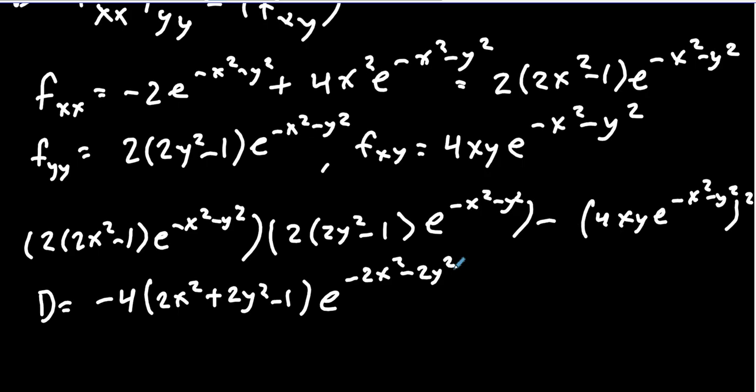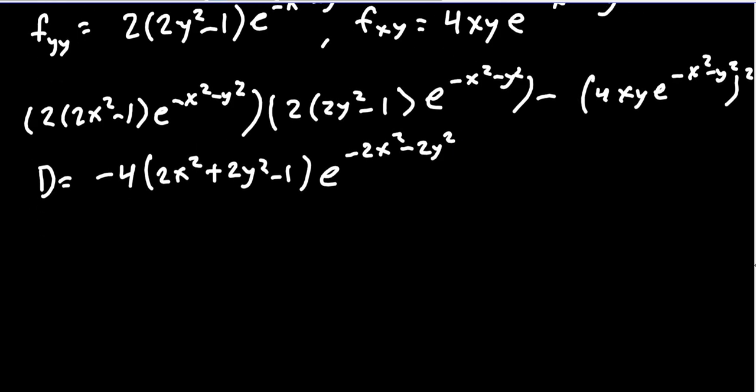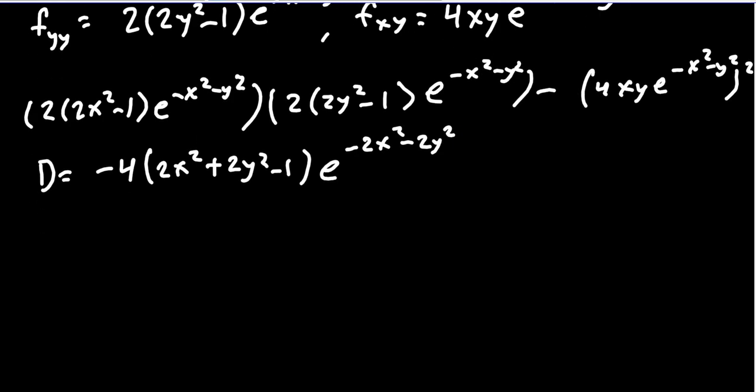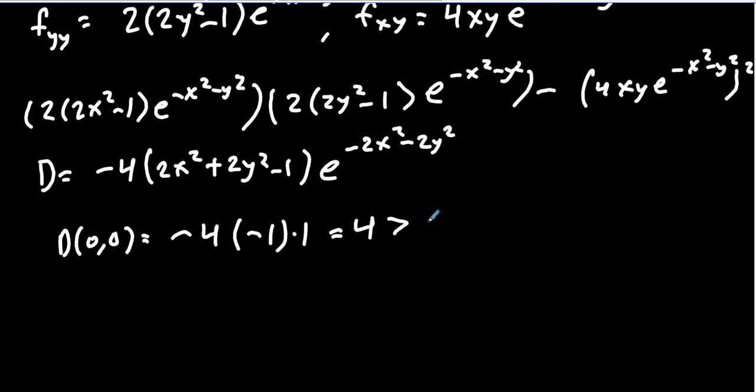So for x equals 0 and y equals 0, because remember that is our critical point, the value of D, our determinant, at (0, 0) is equal to negative 4 times negative 1 times, if we plug in 0 for x and y, we get e to the 0th, which is just 1. So this is going to be equal to 4. 4 is in fact greater than 0.